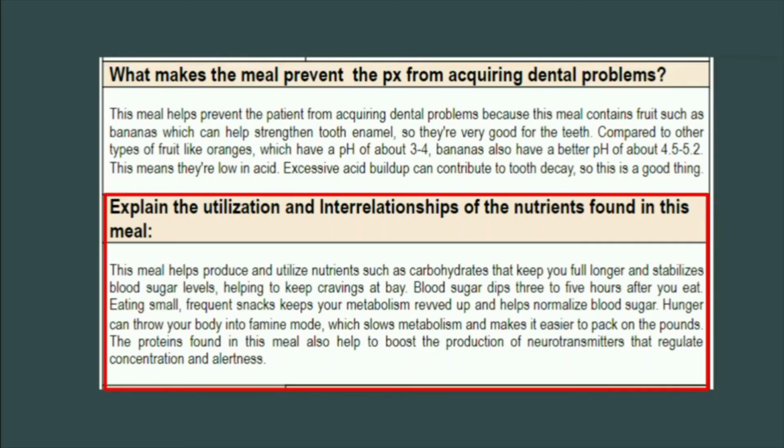Now, this meal also helps produce and utilize nutrients such as carbohydrates that keep you full longer and stabilize blood sugar levels, helping to keep cravings at bay. Blood sugar dips 3 to 5 hours after eating, so small frequent snacks keep your metabolism revved up and help normalize blood sugar. Hunger can throw your body into famine mode, which slows metabolism and makes it easier to pack on the pounds. The proteins found in this meal also help to boost the production of neurotransmitters, which regulate concentration and alertness.